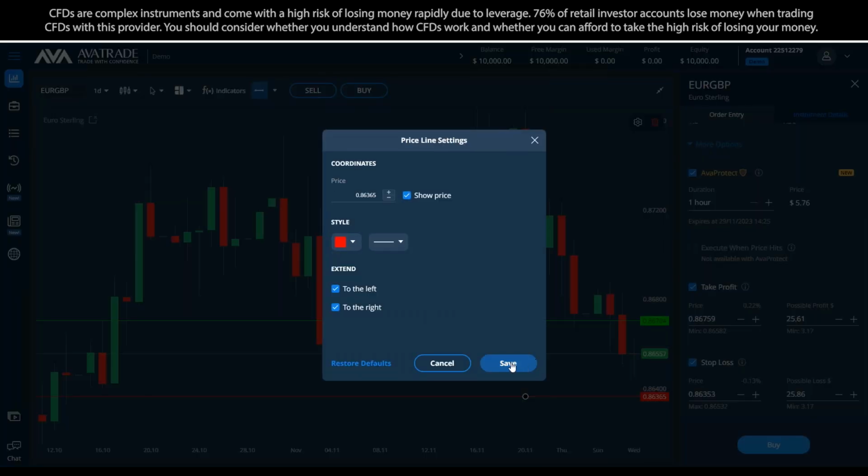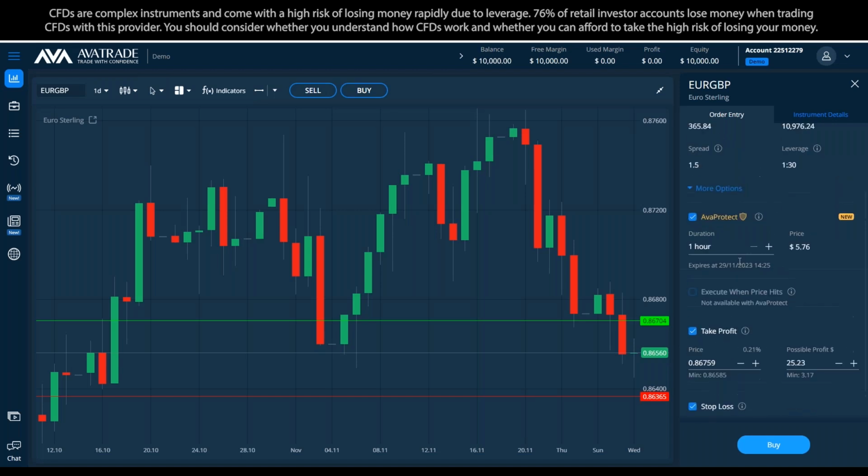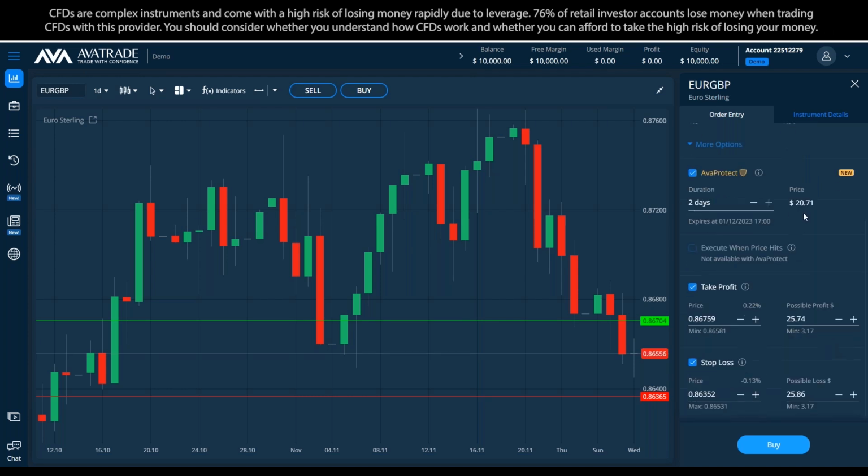And the fee that I'm looking at for 1 hour is $5. If I keep increasing, watch what happens with the fee. Gonna click on the plus, $8, $10, $11, $18, $20.